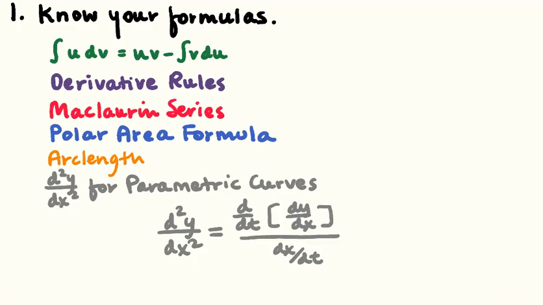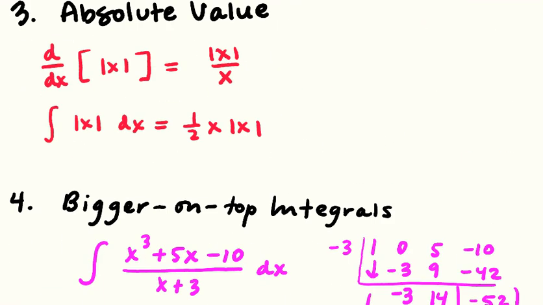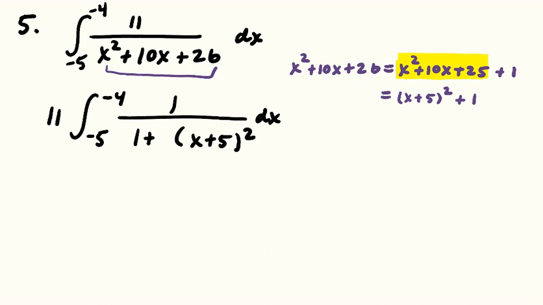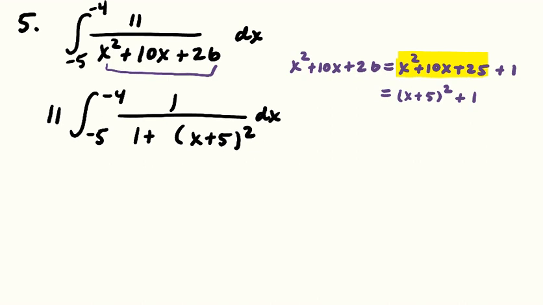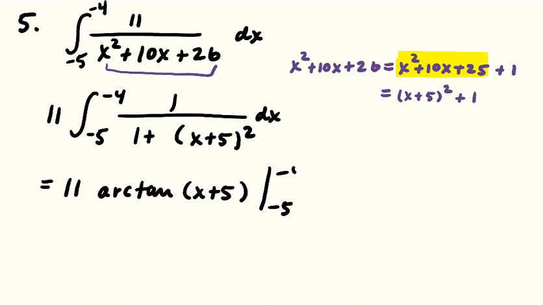Where is it? Oh, I deleted all of them. Okay, it's one of the formulas that we're expected to know. Basically, I'll just tell you. That's the derivative of arctangent. So when I antidifferentiate this, I'm going to get 11 arctangent of x plus 5. And I'm going to evaluate that from -5 to -4.